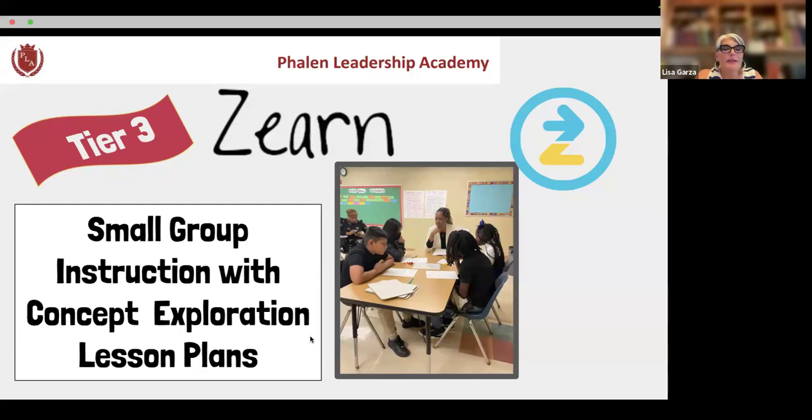Let's look at Tier 3 for Zern. This is where scholars will be working with the teacher in a small group. Scholars will not be on a device for Tier 3, but rather working either on a whiteboard or using a paper and pencil.